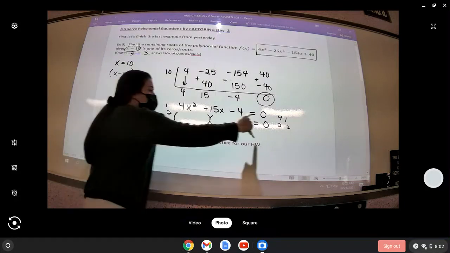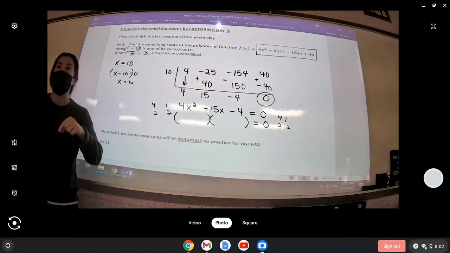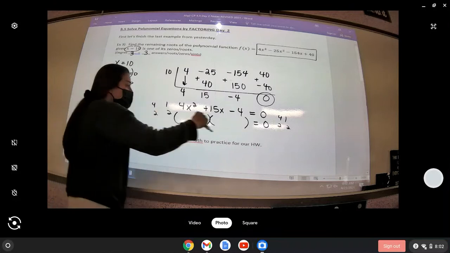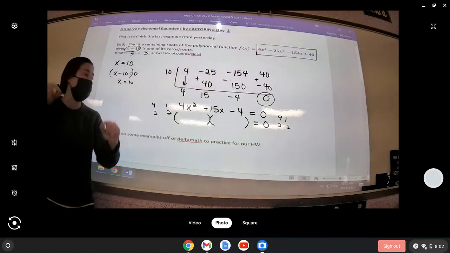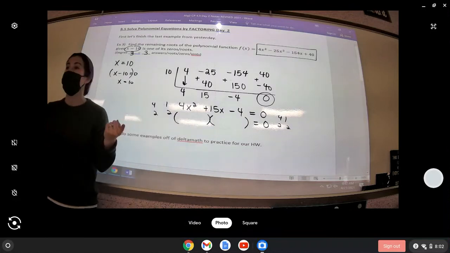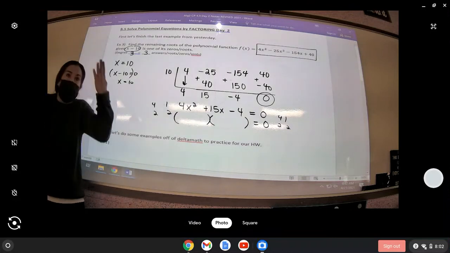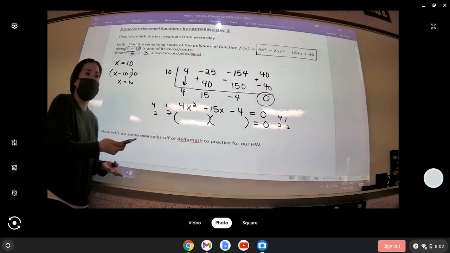If you did 4 times 4, you would get 16. If you did 1 times 1, you would get 1. Can a 16 and a 1 go to a 15? Holy crap, they can. A 16 and a 1, if you add or subtract, they go to a 15. So maybe we found it.